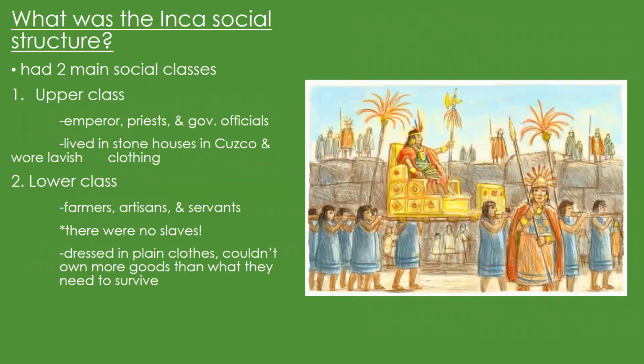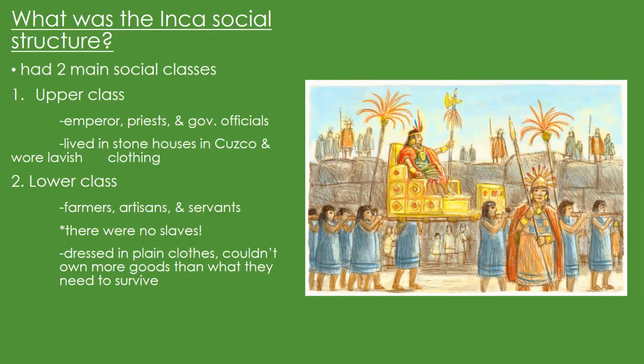Let's talk social structure, and then we're going to be done for the day. So, what was this social division like? It was made up of two main social classes. The first, the upper class, was the emperor, the priest, and the government officials. Members of this class lived in stone houses in Cusco and wore the best clothes. They didn't have to pay the labor tax. They enjoyed many other privileges.